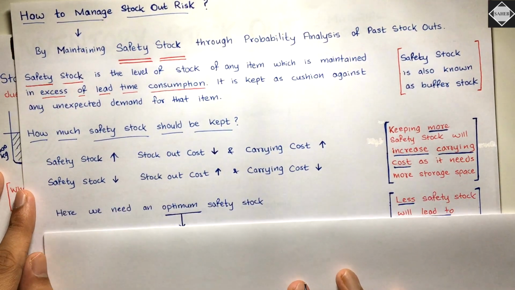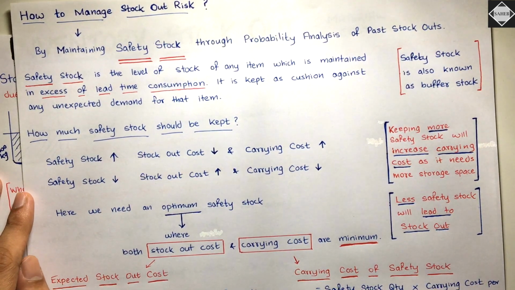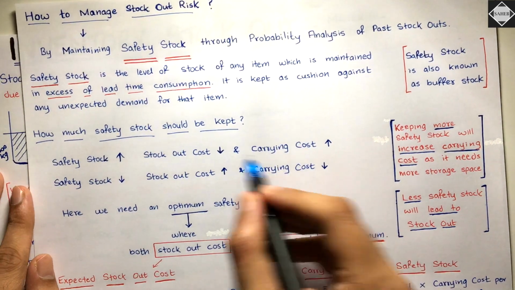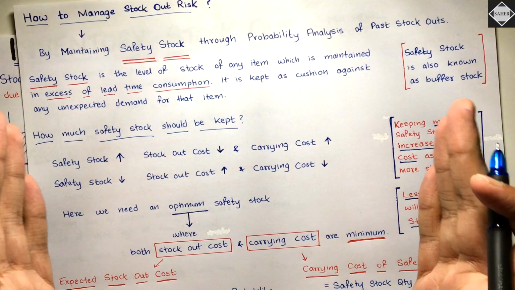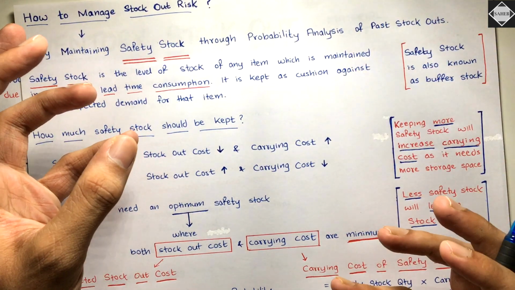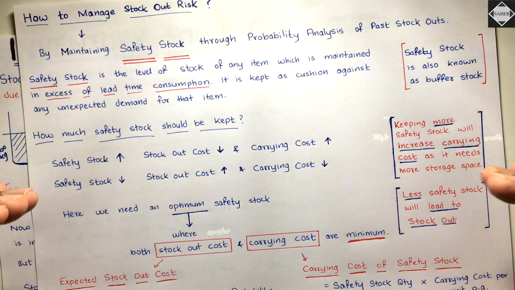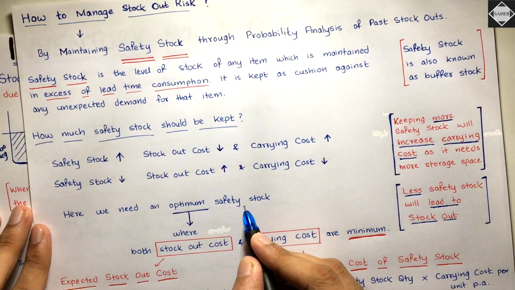Fine. So what are we going to do? What we have to do is make a trade-off between the two extremes. We can't keep too much safety stock and too little safety stock, right? These are two extreme situations. We can't do that. We have to make a balance. We need an optimum safety stock.